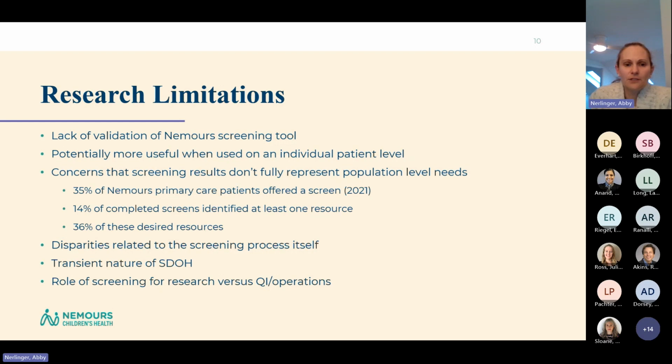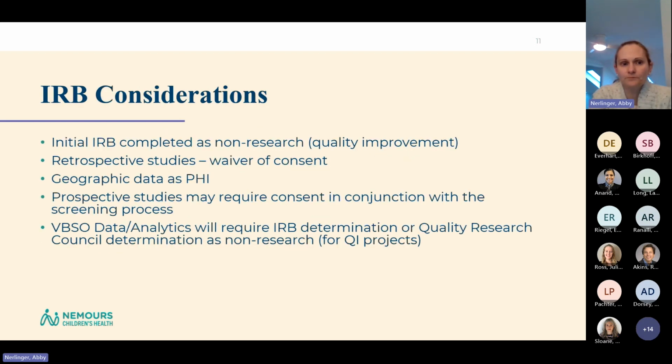There are disparities potentially related to the screening process itself, in that the screen is only done at Nemours primary care well visits. So if a family is not compliant with their well visit, they're not being screened, and these may actually be the patients that are at highest risk of health disparities. The transient nature of social determinants is important. Although a family identifies a social determinant at one point in time, that can very rapidly change. And there is the role of the screening process for research versus QI and operations, which the latter is really what we're using it for currently.